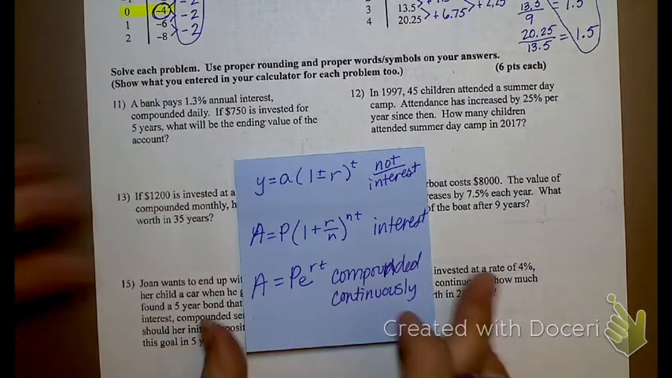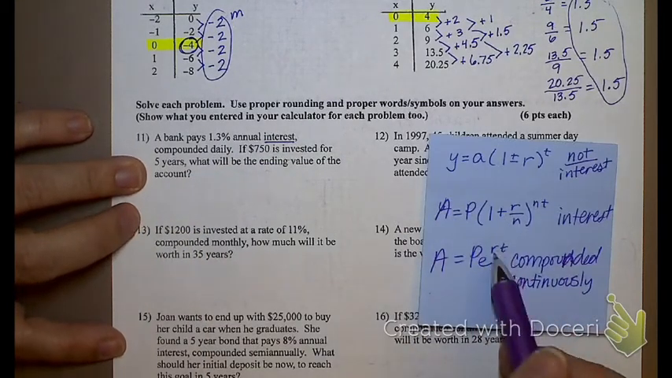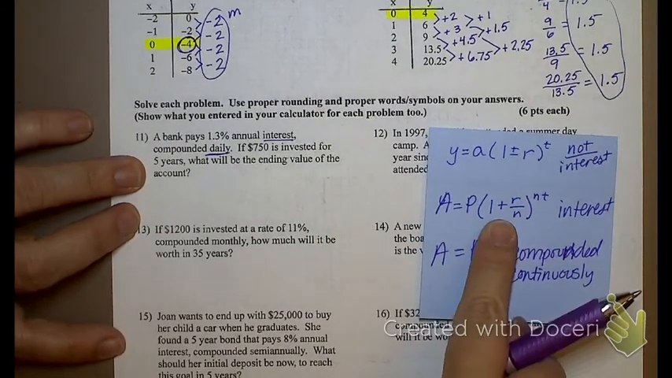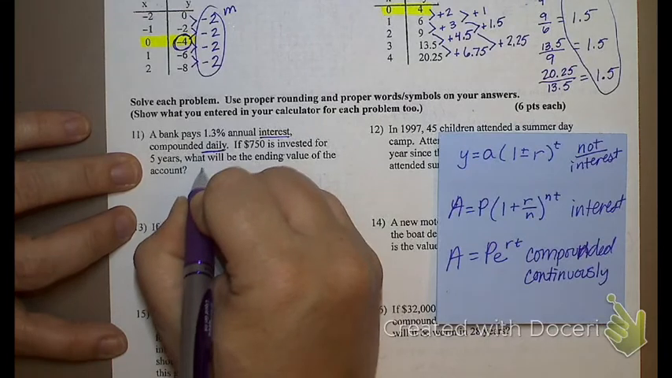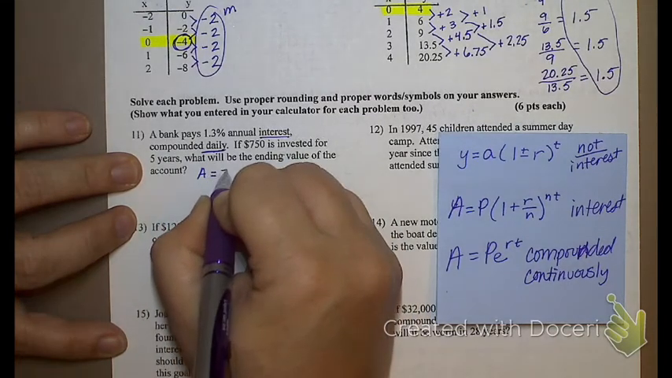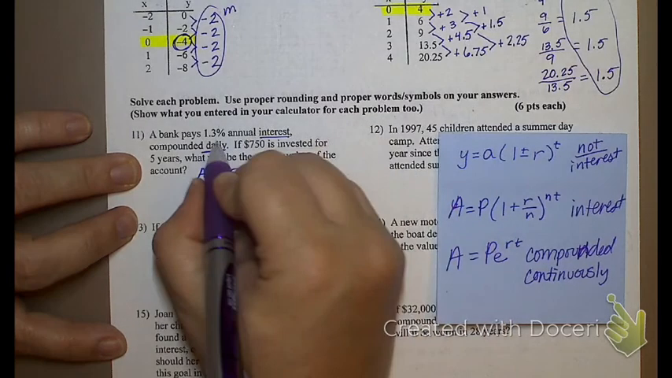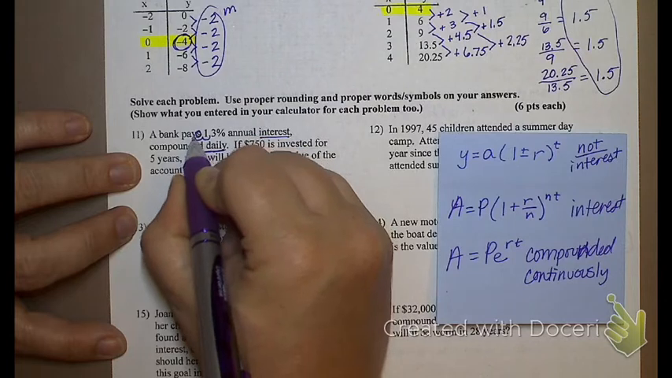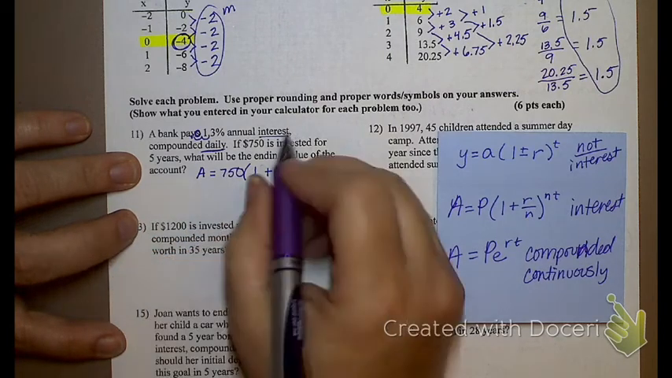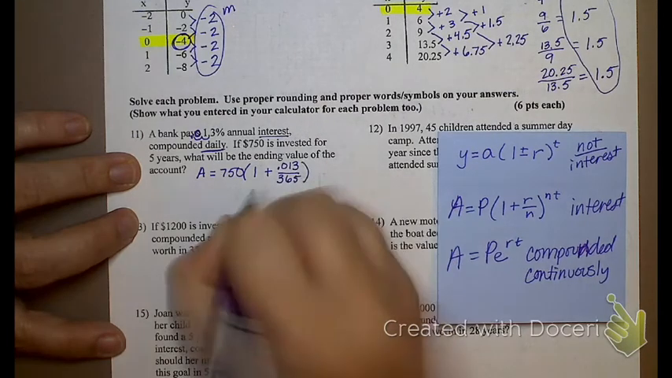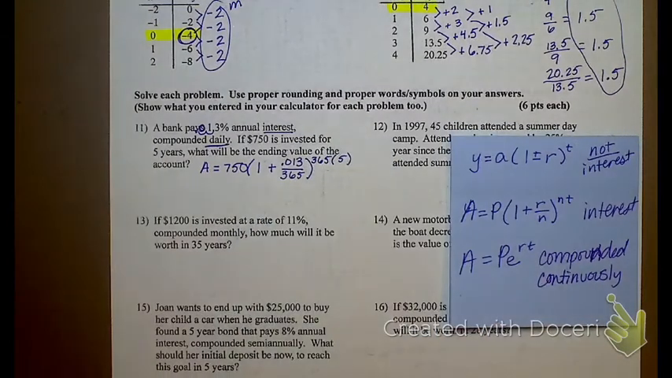Yep. Okay. So, a bank pays 1.3% annual interest, so that tells me I'm down to one of these two equations. It is compounded daily, so I cannot use the Pert one. I'm on this one. If $750 is invested for 5 years, what will be the ending value in the account? So, first half of the problem is setting up A equals 750 times 1 plus, what is my rate? I have to move my decimal twice to the left, so I have to add a zero right there. So, 0.013 over n. It's compounded daily, so what's n? 365 to the 365 times what? Time is 5 years. That's my first 3 points right there.